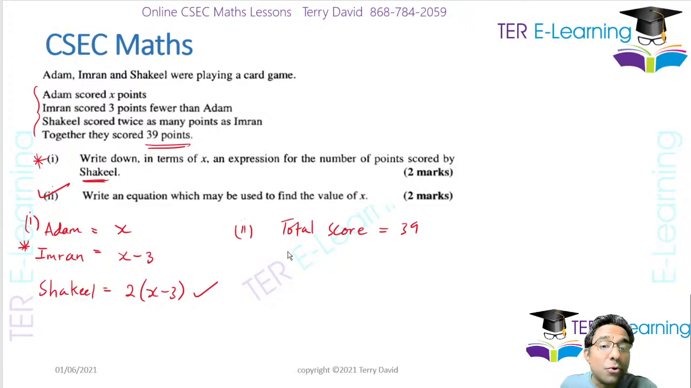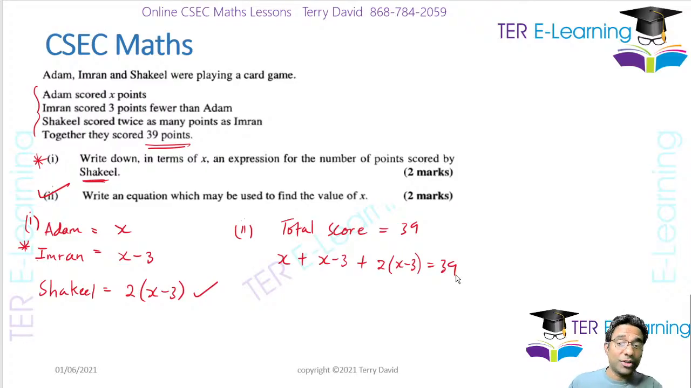So let's add up their scores. Adam scored x, plus Imran scored x minus 3, plus we have to add Shakil, which is 2 open brackets x minus 3, and that is equal to 39. So this is my equation that I am going to solve for x, right? But here's the thing. They said write an equation which may be used to find the value of x. Notice they didn't say solve this equation. They did not say solve. So my answer is actually this.